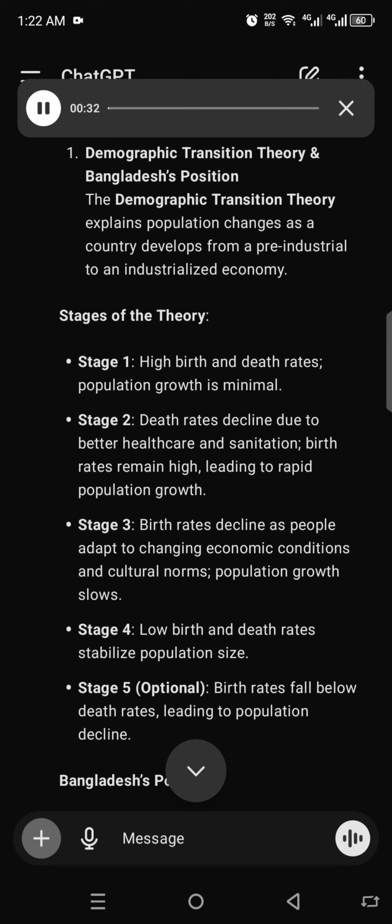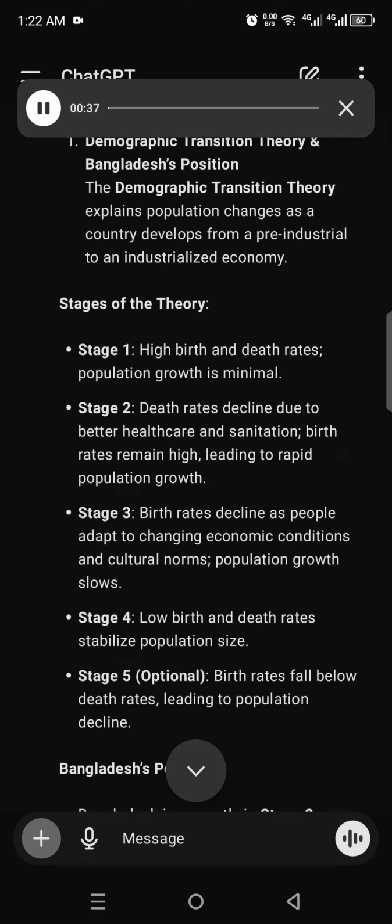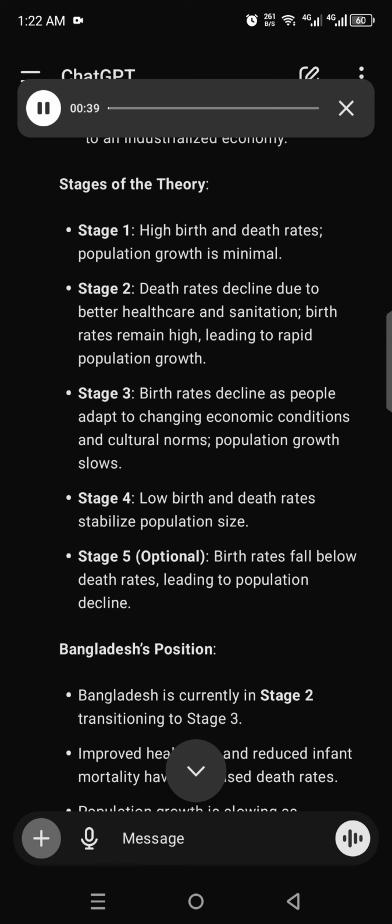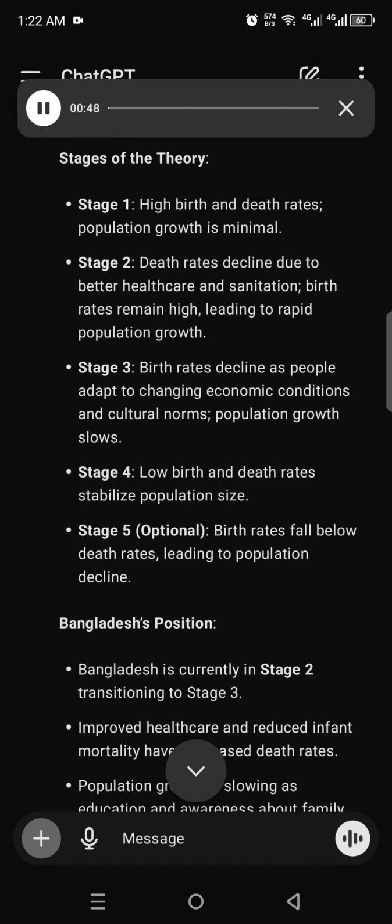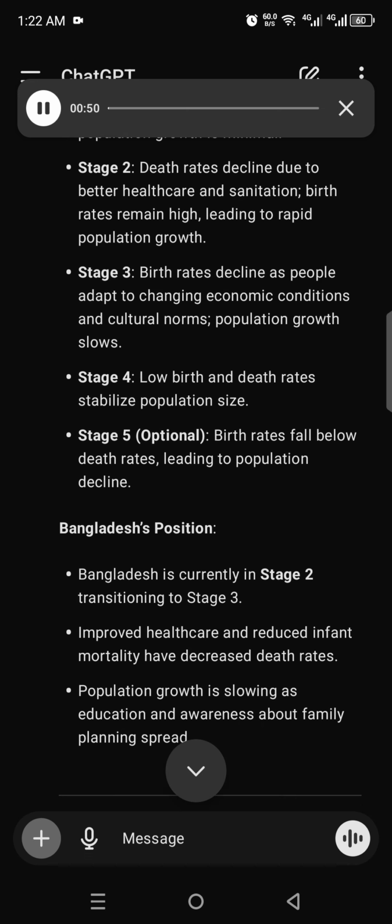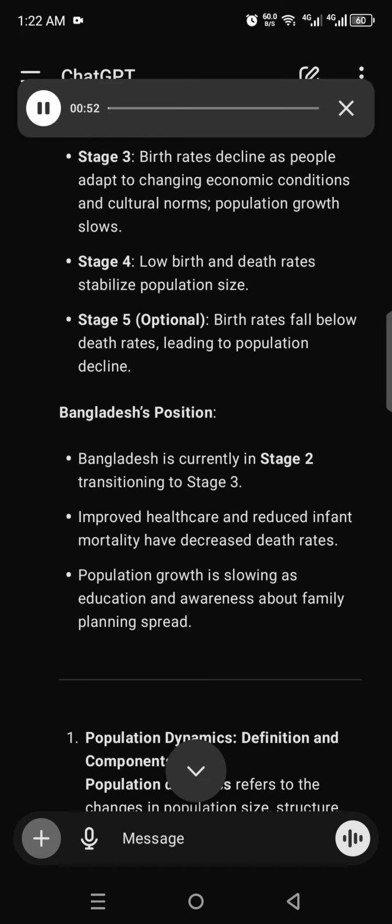Stage 3, birth rates decline as people adapt to changing economic conditions and cultural norms. Population growth slows. Stage 4, low birth and death rates stabilize population size. Stage 5, optional. Birth rates fall below death rates, leading to population decline. Bangladesh's position. Bangladesh is currently in Stage 2, transitioning to Stage 3. Improved healthcare and reduced infant mortality have decreased death rates. Population growth is slowing as education and awareness about family planning spread.